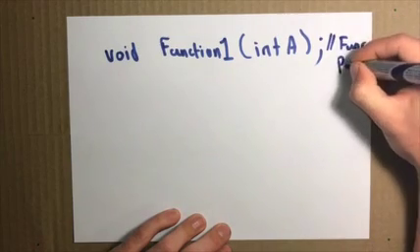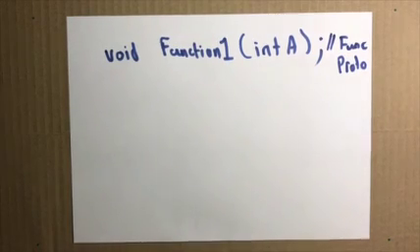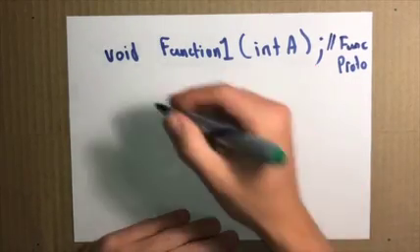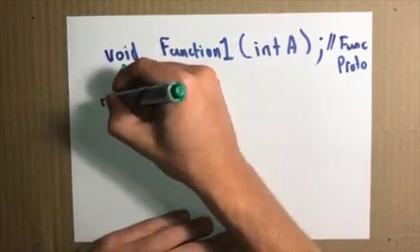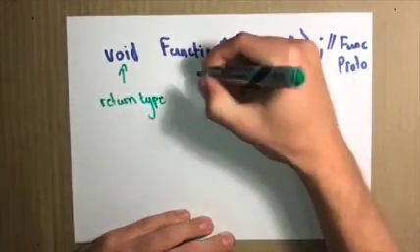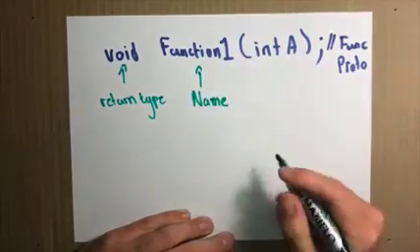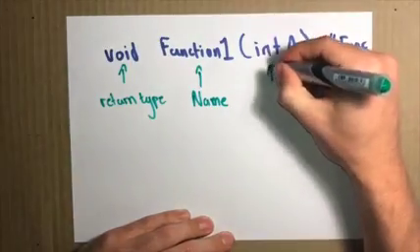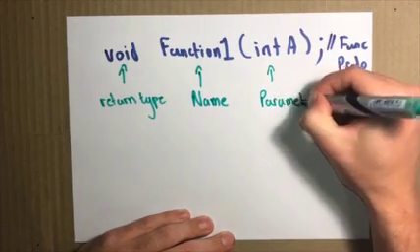Function prototype. Okay, not going to write that out. So now you're asking me, what is this? I don't understand. So let's quickly break it down. First of all, this first part is called our return type. This next part is called the name of the function. And this part in brackets is called the parameters.